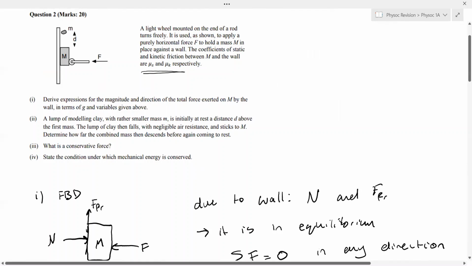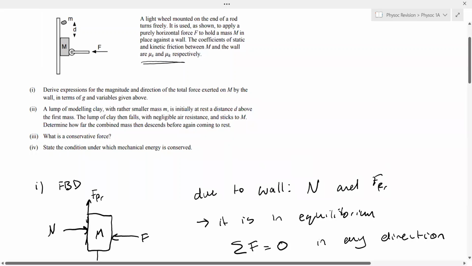Then the last two parts of this question is, what is a conservative force? So this is just throwing you a bit of a bone with a nice easy question. Conservative force, basically a conservative force does no work on a closed loop.